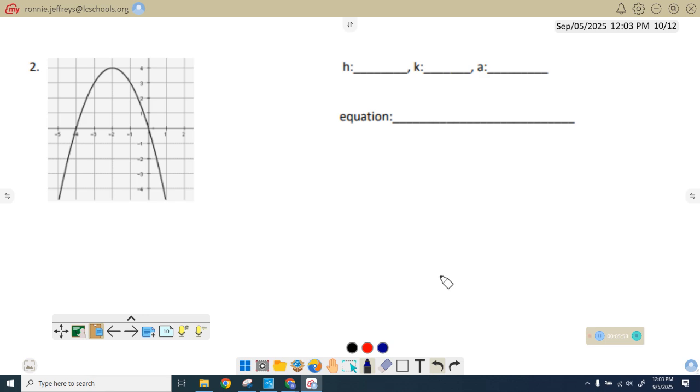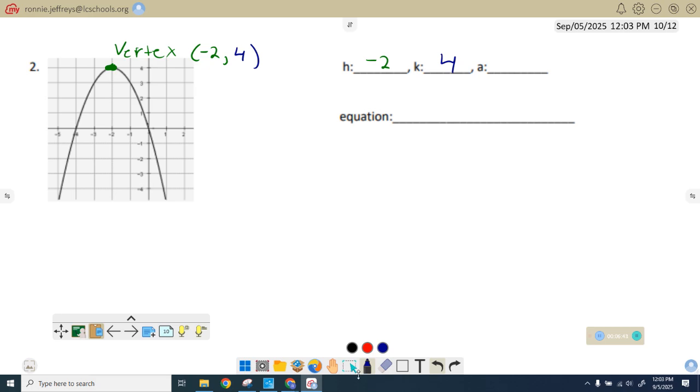All right. Number 2. So, our vertex for number 2 is this highest point right here. This is our vertex. Okay? That coordinate is negative 2, 4. Okay? So, that is our H and that is our K. So H is negative 2, K is 4.